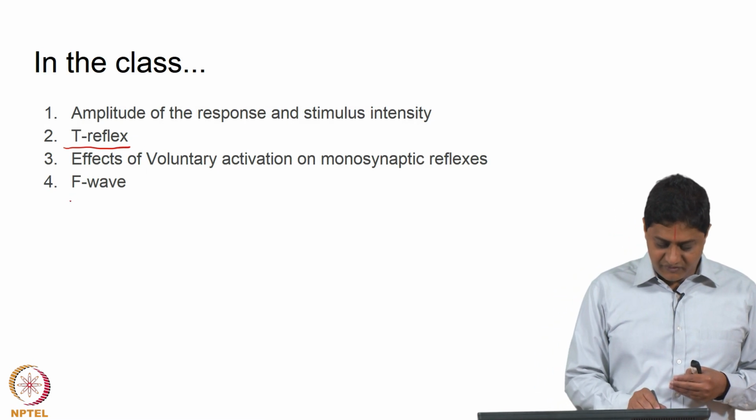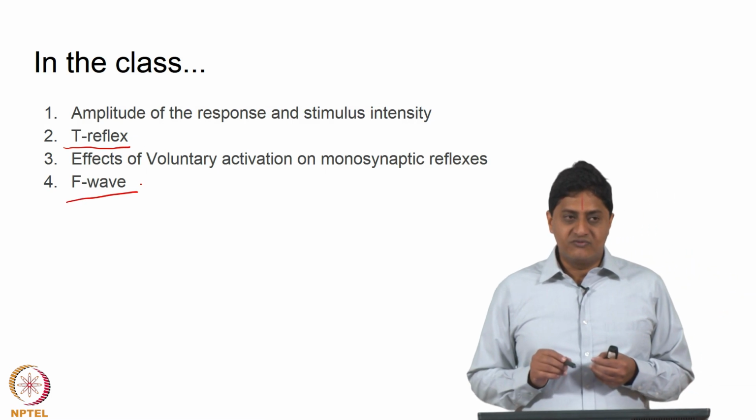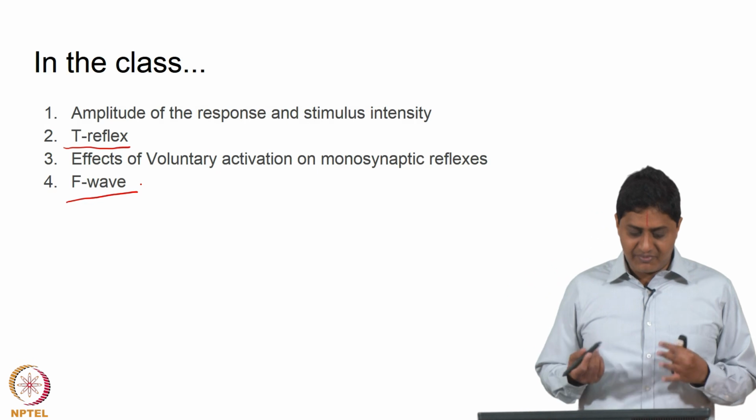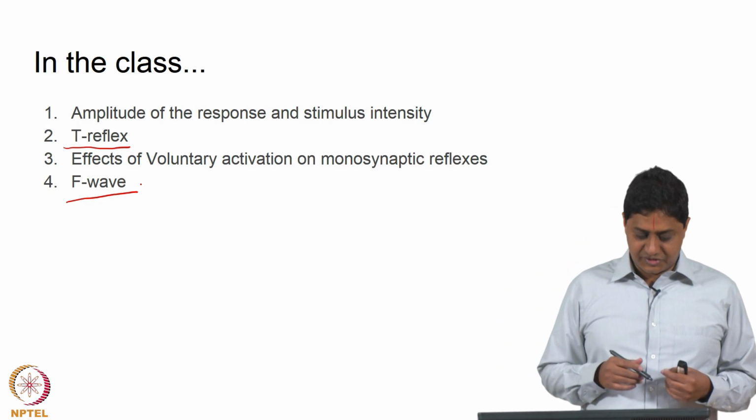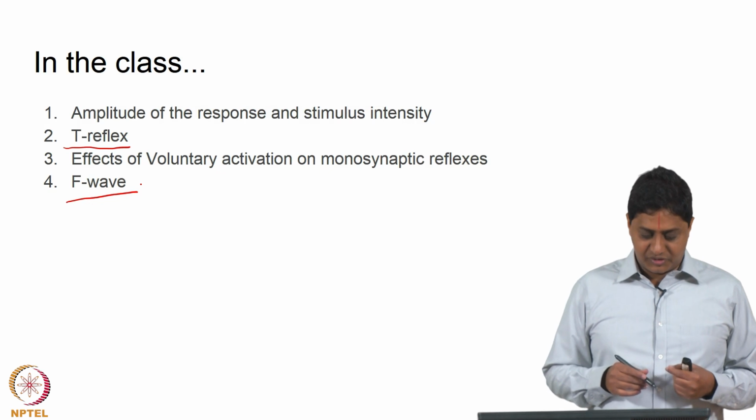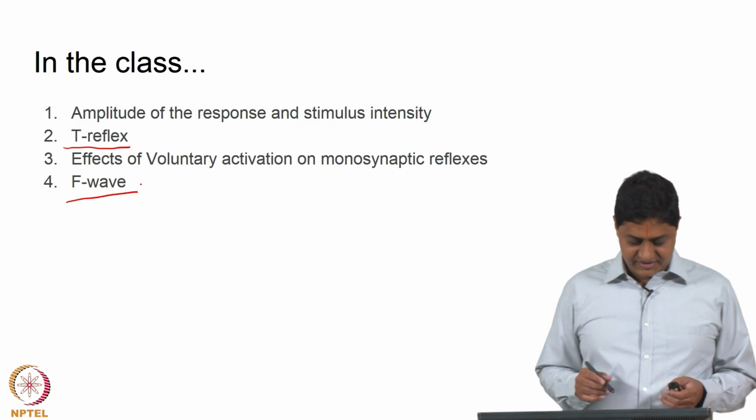And then we will talk about a very special case where an action potential backfires and produces another action potential from the alpha motor neuron, or the F wave. We will discuss these things.